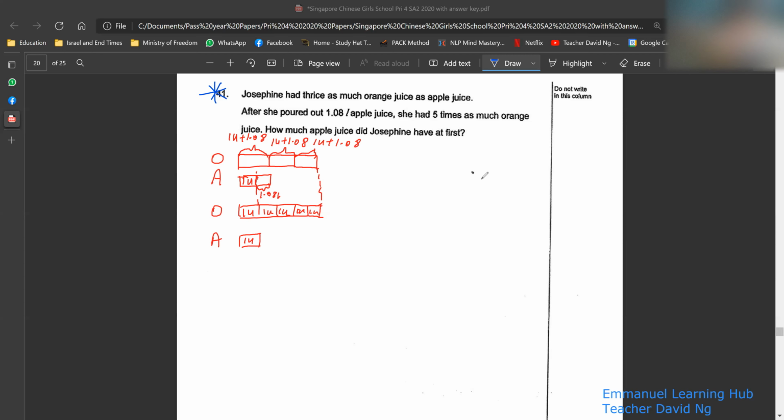This kind of question is called single unchanged question. You know what I mean by single unchanged? Single unchanged means I have orange and apple, so I have 2 variables, but one of them, in this case the orange, doesn't change. The quantity of orange doesn't change. So it's called single unchanged. Before and after, there's the constant. The constant is the amount of orange juice. Does that make sense to you?